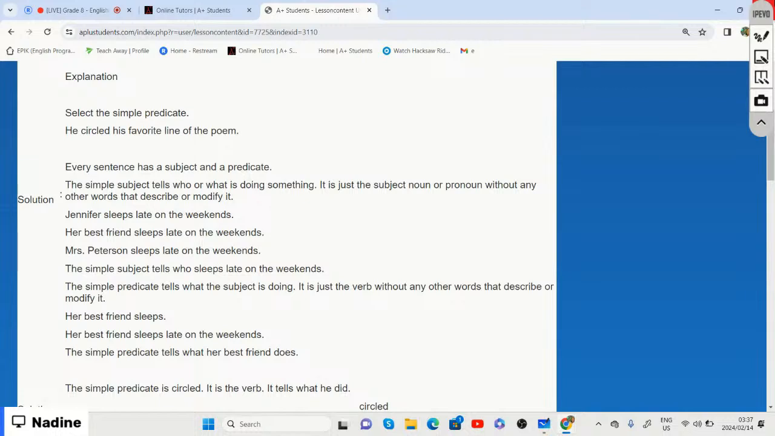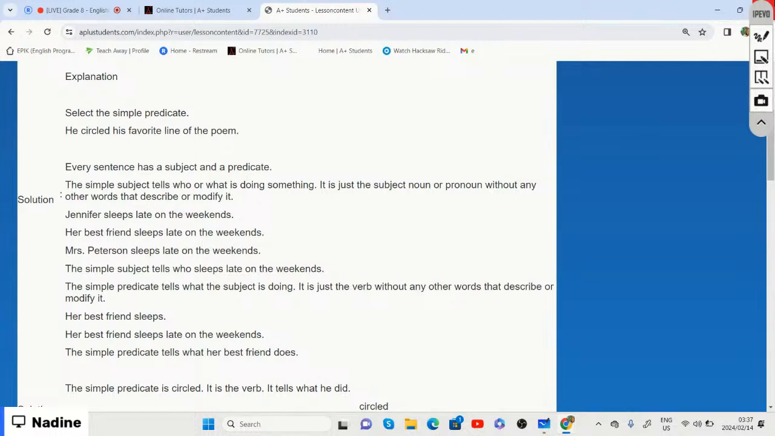And we see the simple subject tells us who or what is doing something. It's basically just the noun as well as the pronoun without any other words that describe or modify it, right? And the simple subject also, we see that it consists of basically only the noun or the pronoun, without any other words that describe or modify it.